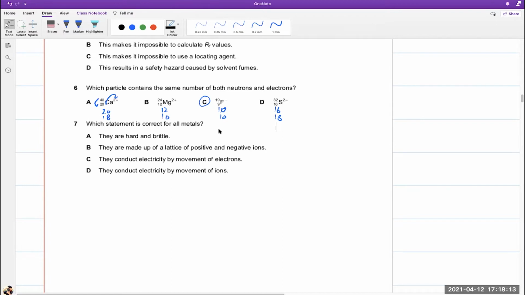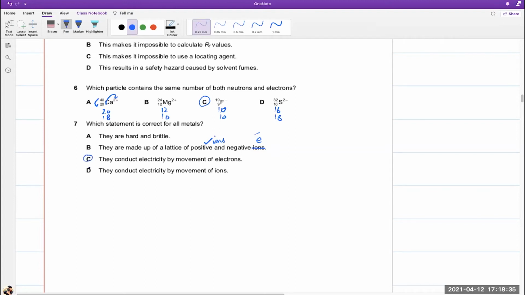Okay, which statement is correct for all metals? Metals are soft, and so the first one is wrong. Second one is wrong because they do have positive ions, but they don't have negative ions. They have negative electrons. So that's what they have. So this is wrong. They conduct electricity by movement of electrons.